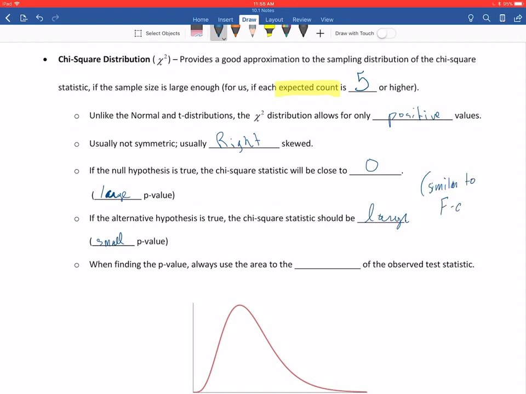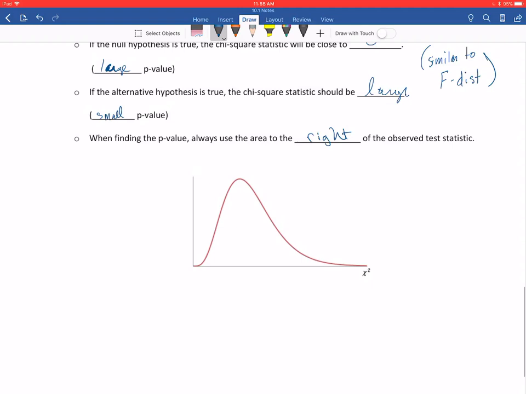So this one is very similar to the F distribution that we studied in Chapter 11. And just as a reminder, when you're finding that p-value, you always use the area to the right of the observed value. So here would be an image. If this is 0 and my chi-squared statistic falls here, then my p-value has to be in the tail, so it would be to the right.